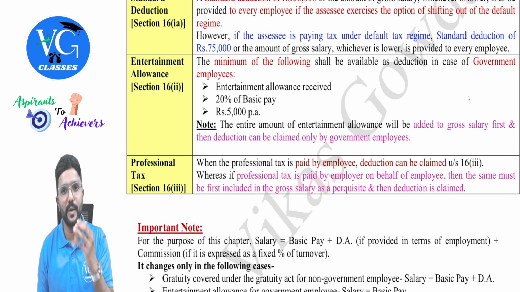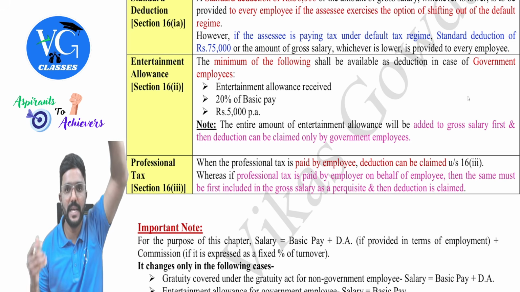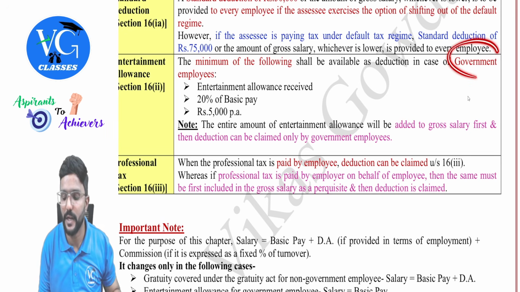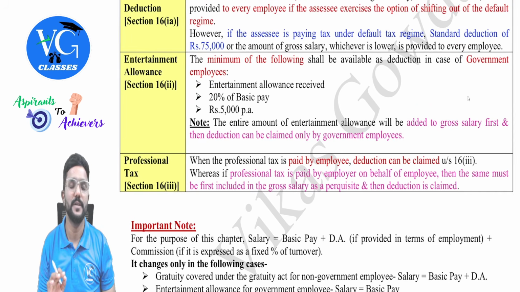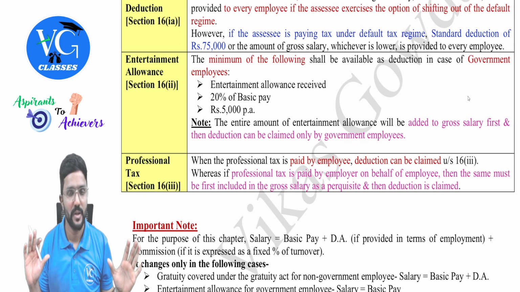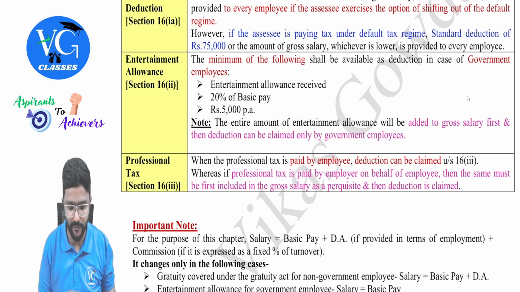Then entertainment allowance under section 16(ii). Guys, entertainment allowance should first be included under gross salary for any employee. Later, deduction can be claimed only by a government employee. So this deduction is available only for government employees, not for any employee. Got it? Yes, sir. So how much is the deduction? Least of the following.